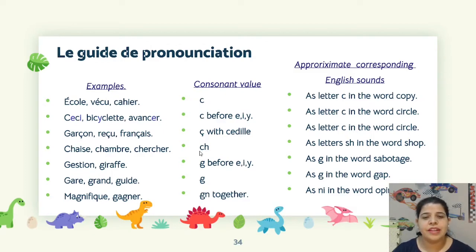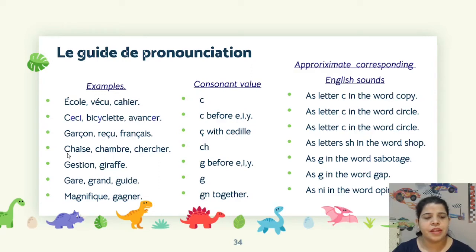When C is along with the letter H, that is CH, which is read as ch in English, but in French it has to be read as sh, as in the word shop. Sh in the word shop, sh in the word sharp, sh.